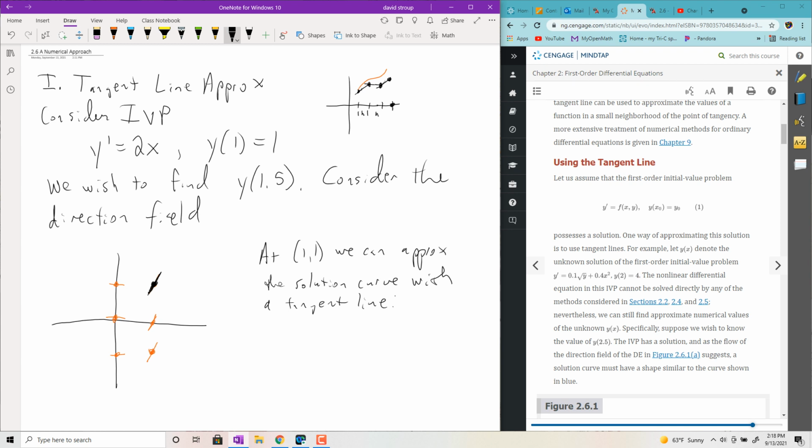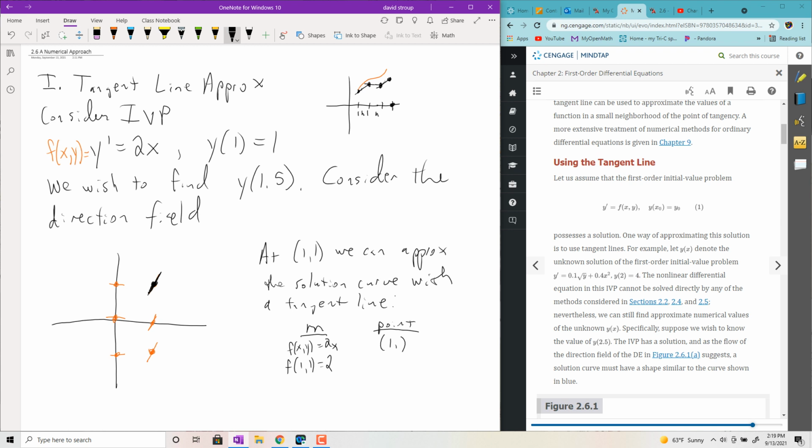To create the equation of a tangent line, we need two things: a slope and a point. M for slope. We already have the point. For the slope, we use the differential equation, y prime equals 2x. In the book, they're calling that equation f of x, y. So for the slope, our f of x, y in this case is 2x. At this point 1, 1, we could evaluate that to just be 2.